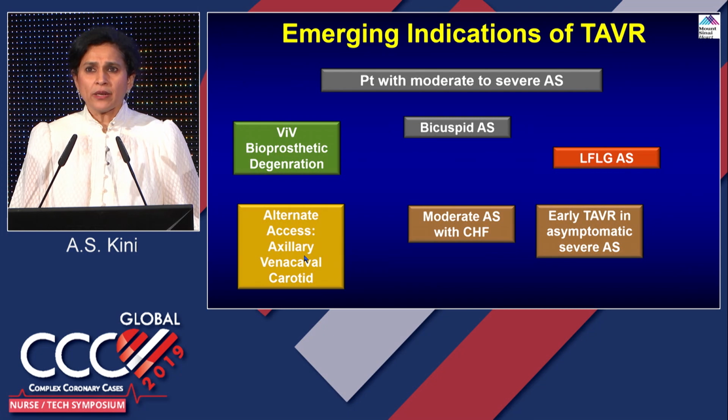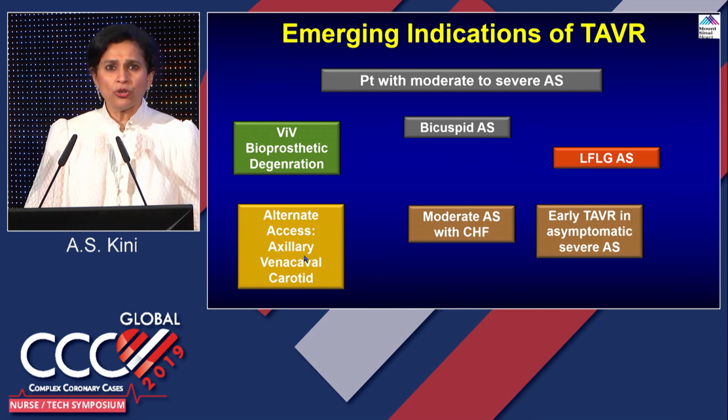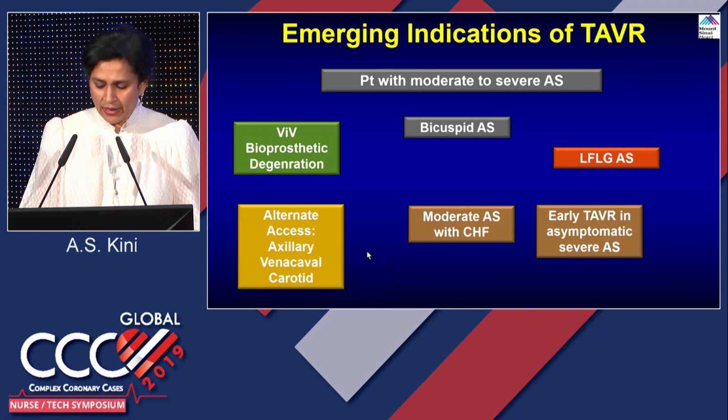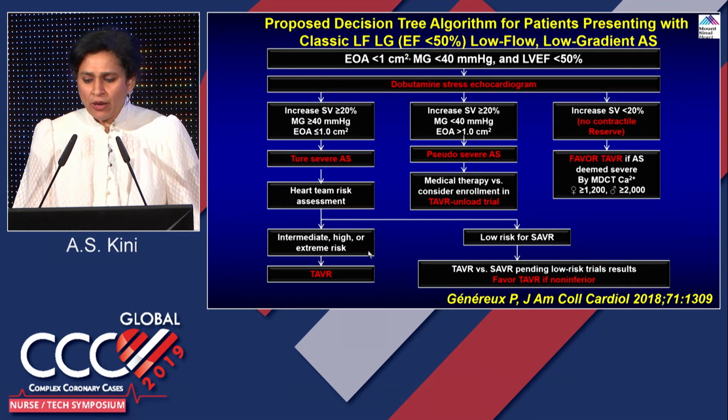Right now, what TAVR means is that you want to do TAVR percutaneously, which means you want to do femoral access, because a lot of the other access routes do have some complications. So this is for low flow, low gradient. This is what the algorithm is.